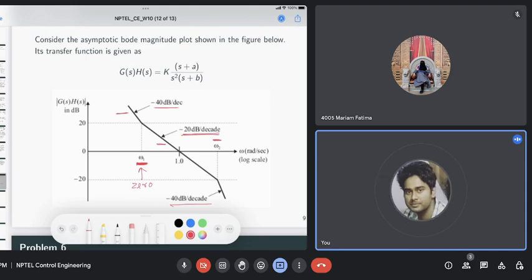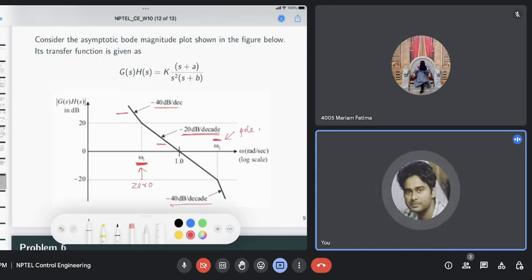And at the second corner frequency omega 2, the slope from minus 20 dB per decade changes to minus 40 dB per decade. So there is change of minus 20 dB, that is minus 20 dB per decade. So that will be contributed by a pole. So this omega 2 corner frequency will correspond to a pole, right? So we know that there will be one 0 located at that point, and one pole will be located at this corner frequency.